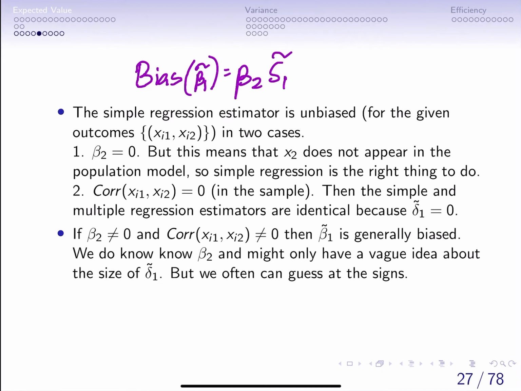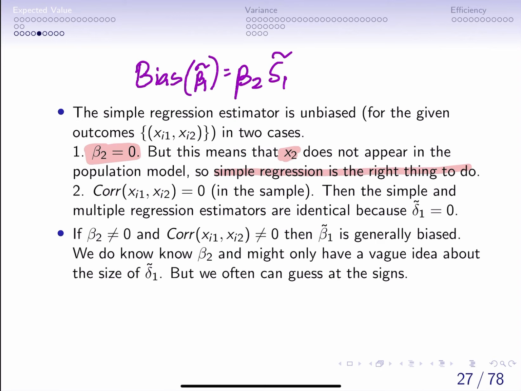We can at least think about two scenarios. One scenario is if beta 2 is equal to 0. So maybe it is the case that in the population, the effect that x2 has on y is just 0. Which would basically tell us that we're fine with the simple linear regression. We don't really need the multiple linear regression.